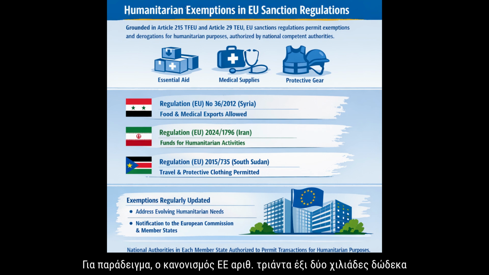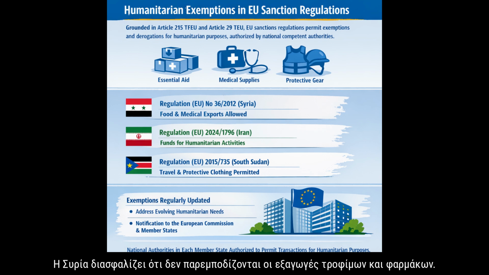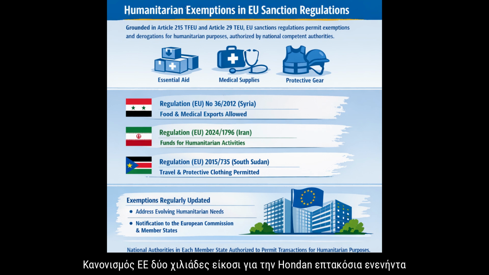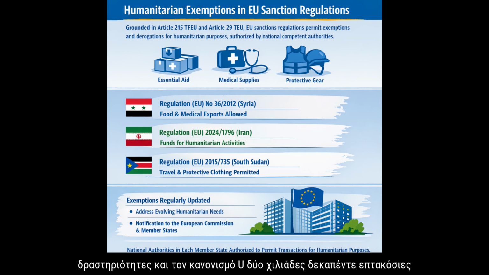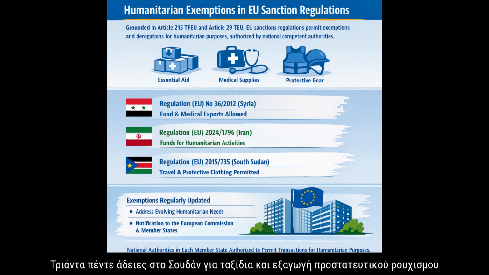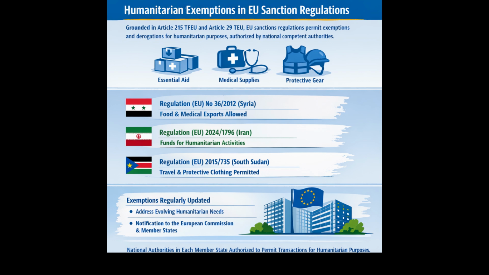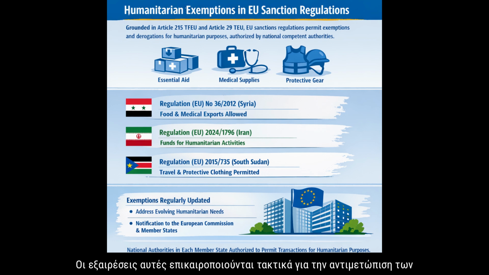For example, Regulation EU No. 36/2012 on Syria ensures that food and medical exports are not impeded. Regulation EU 2020/796 on Iran allows funds to be made available for humanitarian activities. And Regulation EU 2015/735 on Sudan permits travel and export of protective clothing for humanitarian workers. These exemptions are regularly updated to address evolving humanitarian needs and require notification to the European Commission and other member states.